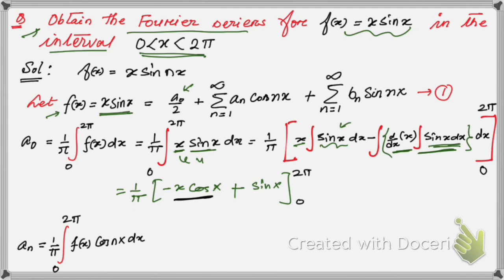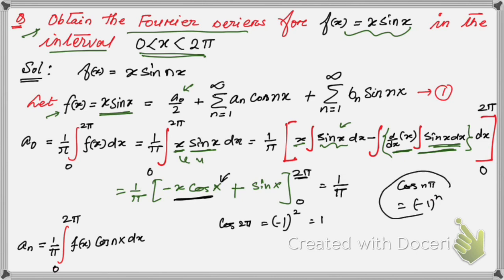So now let's put in the upper limit and lower limit. So 1 by pi, if you put 2 pi here, then what you will get is cos 2 pi, which is going to be equal to plus 1, because it is minus 1 whole to the power 2, that is 1, right? Because we know cos n pi is nothing but minus 1 whole to the power n, right? So that's what we're going to get, right?